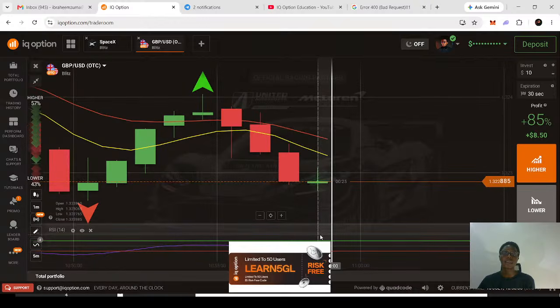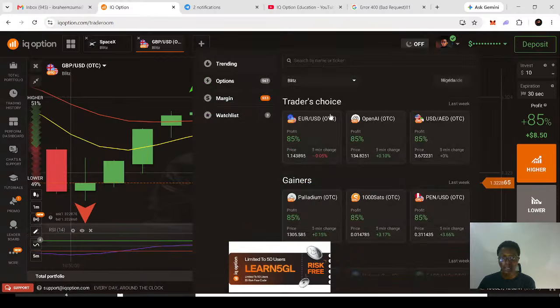Okay, so we're going to add another currency pair as well. There's Euro USD, you can add it as well. It's such a very bullish market, and let's look for another, USD.